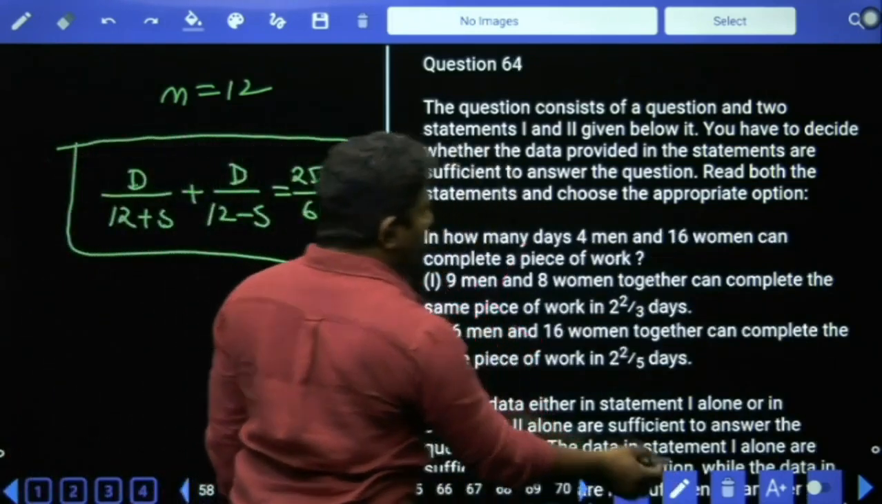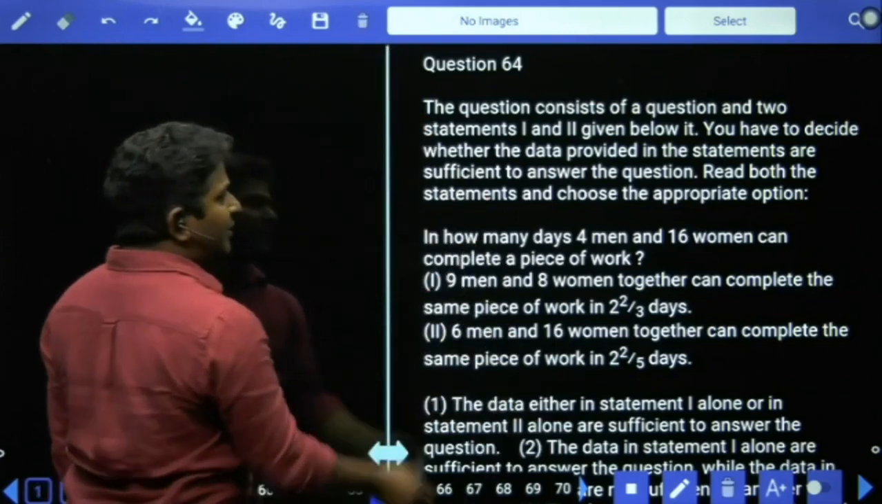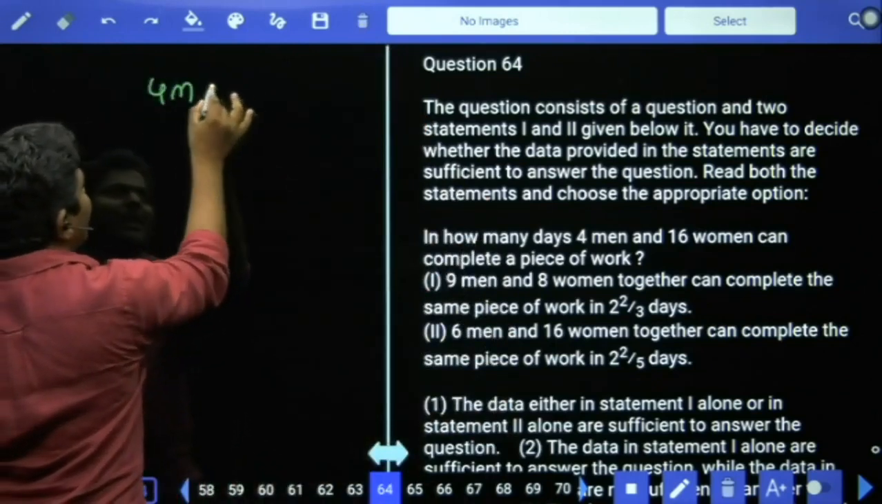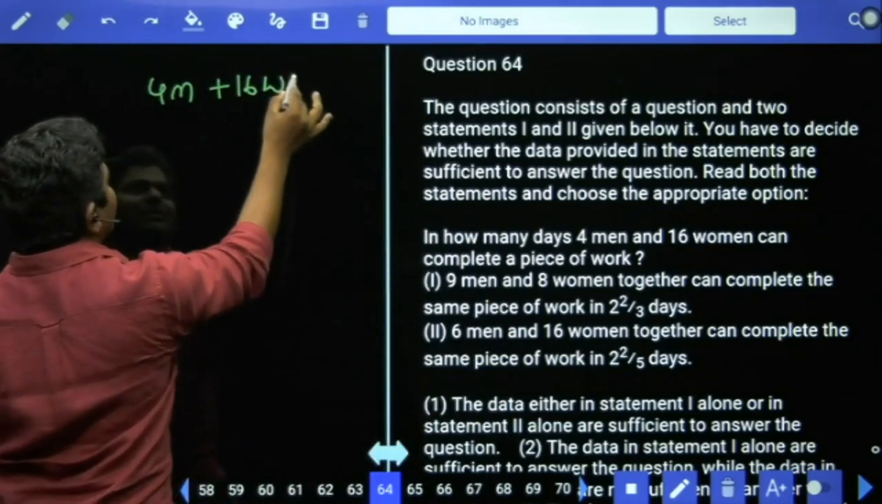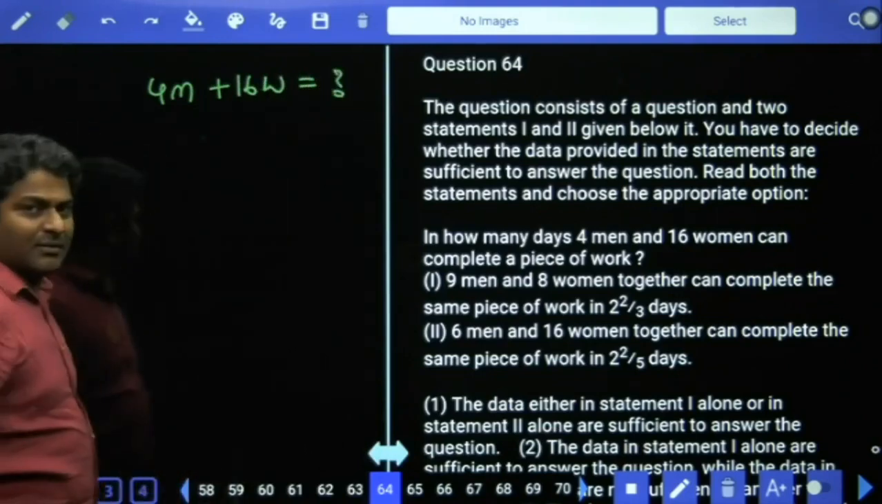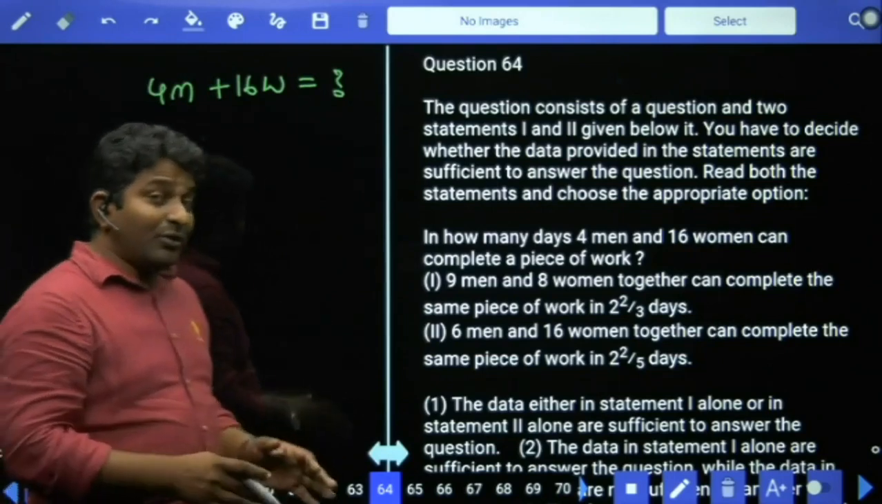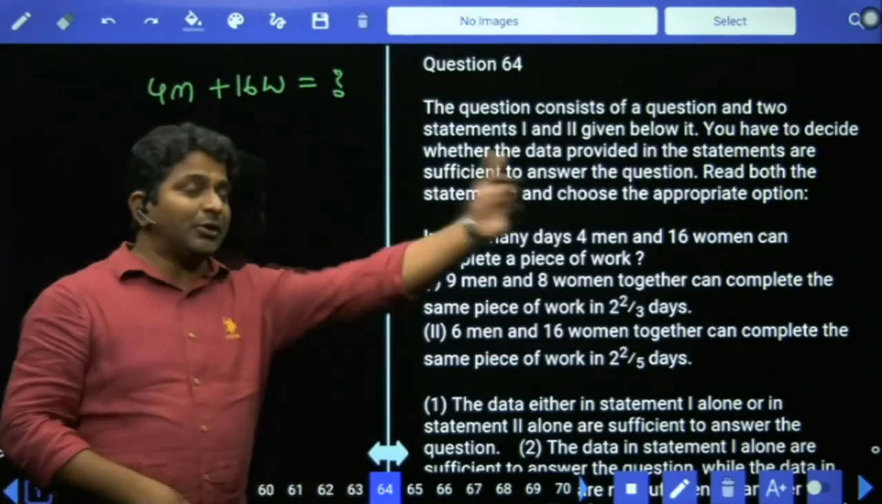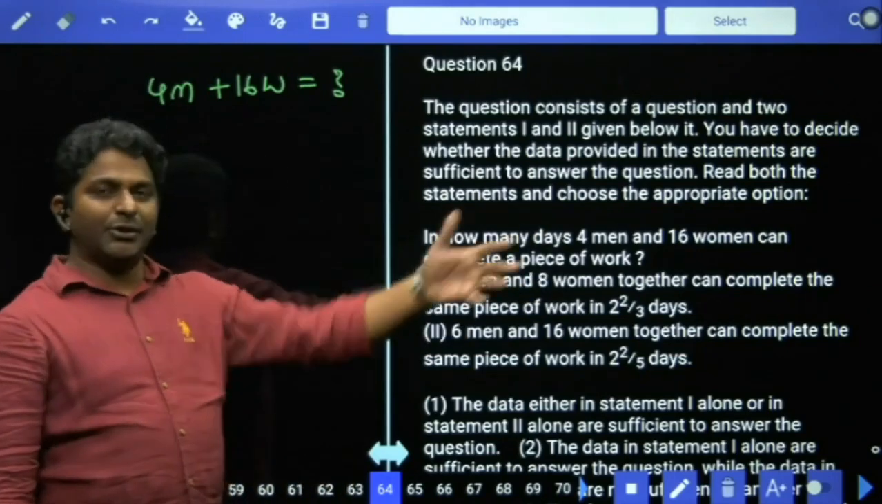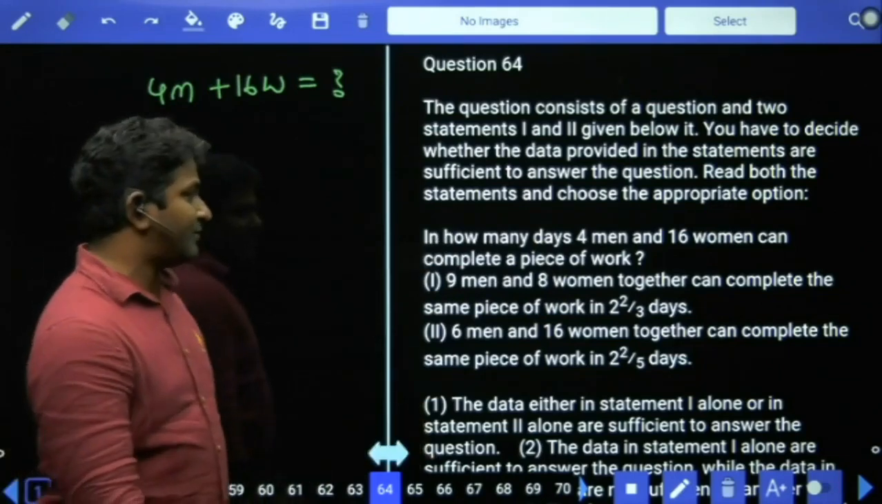In how many days can 4 men and 16 women complete the work? That's what we were questioning. So you need to know the relation between men and women, and also need to know how many males can complete the total work or how many females can complete the total work. You also need to have that information.